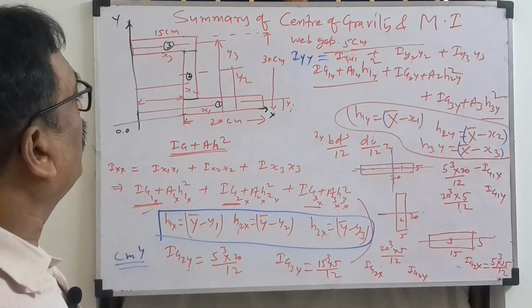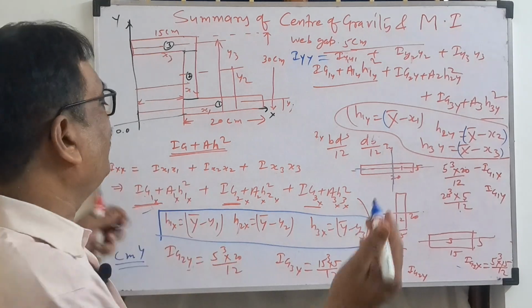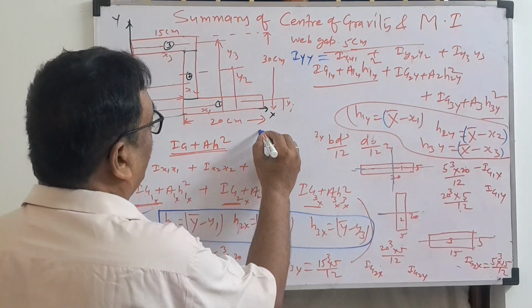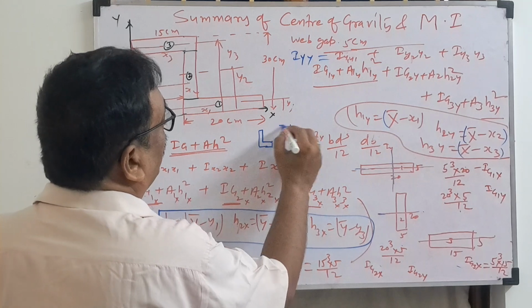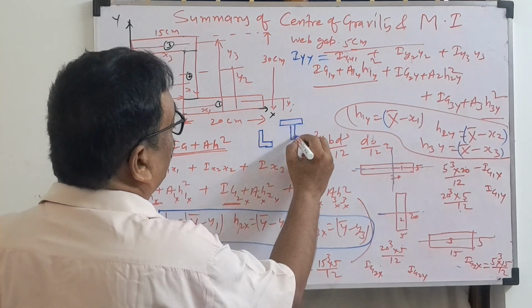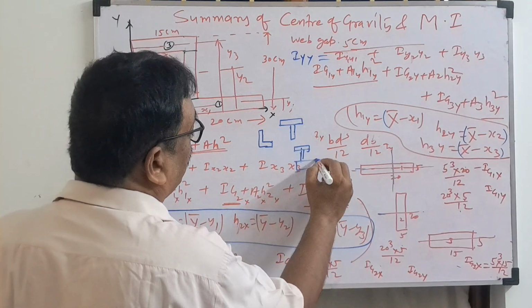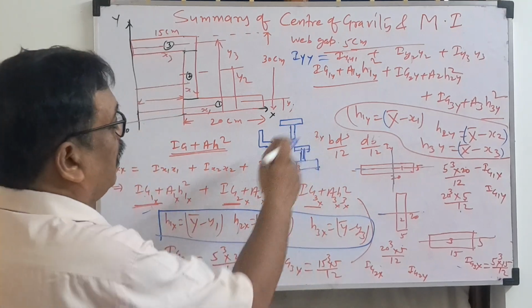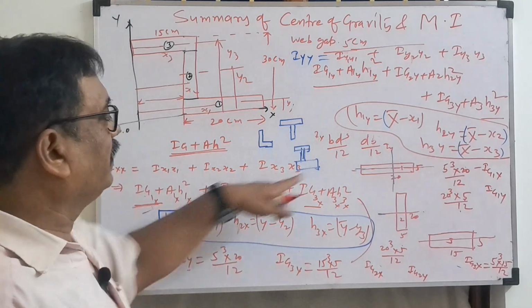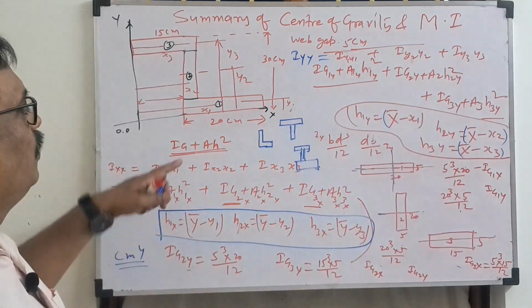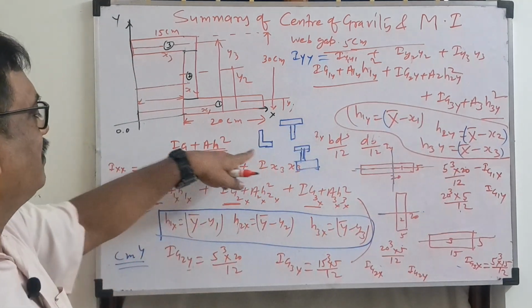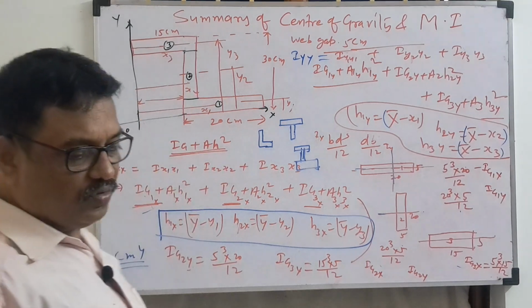This way you can calculate the center of gravity and moment of inertia for any given sections: L section, T section, I section, whatever sections they give. This is the method. If you understand one problem, you can solve any homogeneous section problems. Okay, students, thank you.